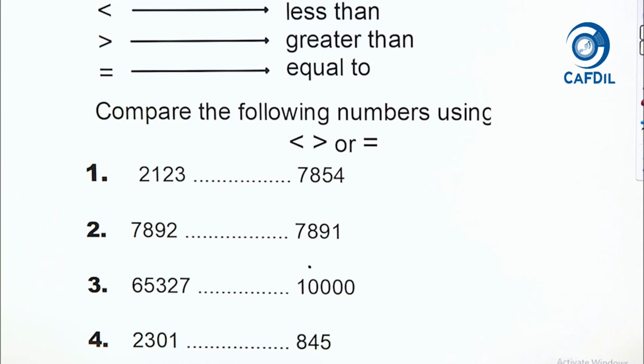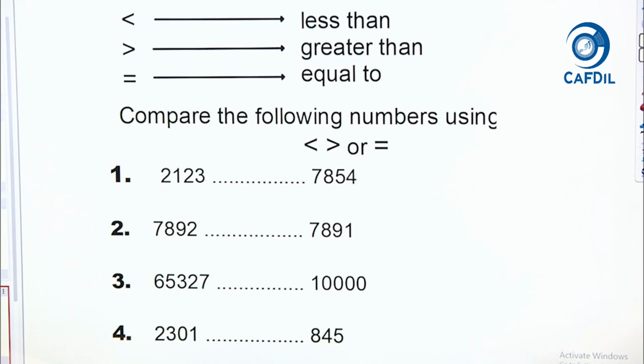All right, learners, I hope you have done that. Yes, I want to do mine. Which sign did you use? I believe you used the less than sign. 2,123 is less than 7,854. So let's insert the less than sign. And this is the less than sign.